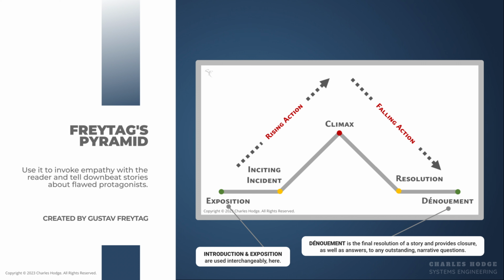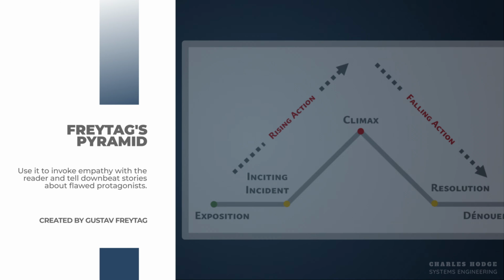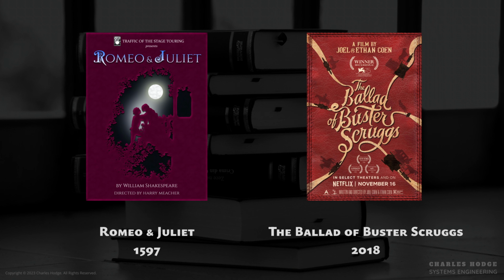Use this story structure to invoke empathy with the reader and tell downbeat stories about flawed protagonists. This structure was purpose-built to author tragedies. Examples include William Shakespeare's Romeo and Juliet in 1597 and Netflix's The Ballad of Buster Scruggs in 2018.